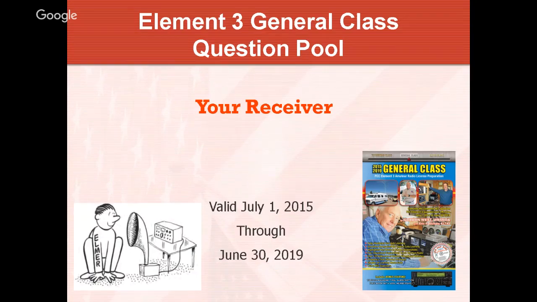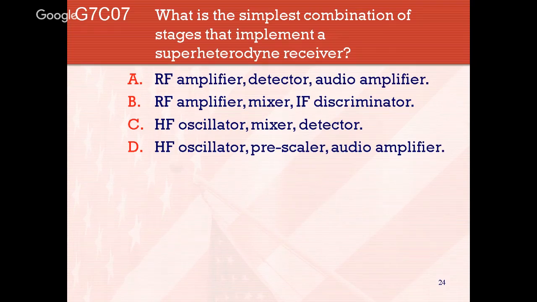Okay, I'm going to get into the questions now. So, the simplest combination of stages that implement a superhet receiver, and again, this is very basic. Remember, if you think back, there is an oscillator circuit, mixer circuit, and a detector circuit. So C is your correct answer for this, for just a separate superhet receiver.